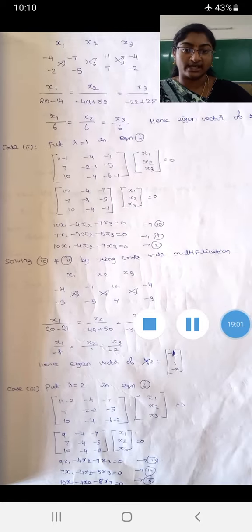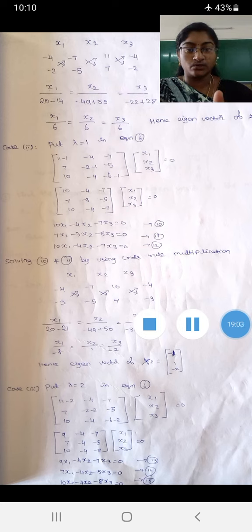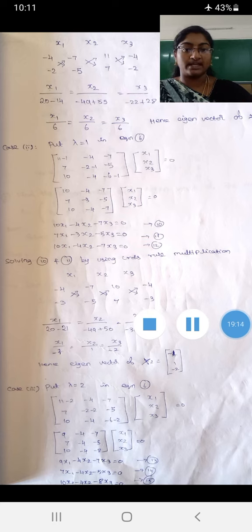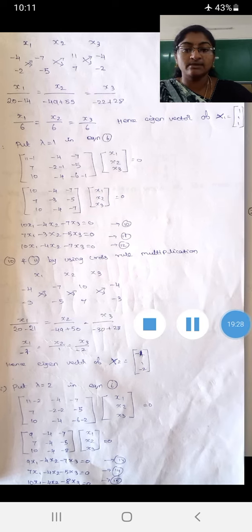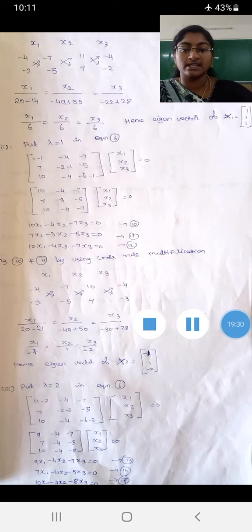For x1, x2, x3, take the center values in equation 10, which are minus 4, minus 7, then come to the first, 10, minus 4. Similarly, in the 11th equation, minus 3, minus 5, 7, minus 3. By solving using cross rule multiplication, I get x1 divided by 20 minus 21, x2 divided by minus 49 plus 50, then x3 divided by minus 30 plus 20. By solving this, x1 divided by minus 1, x2 divided by 1, x3 divided by minus 2. Hence the eigenvector of X2 is minus 1, 1, minus 2.